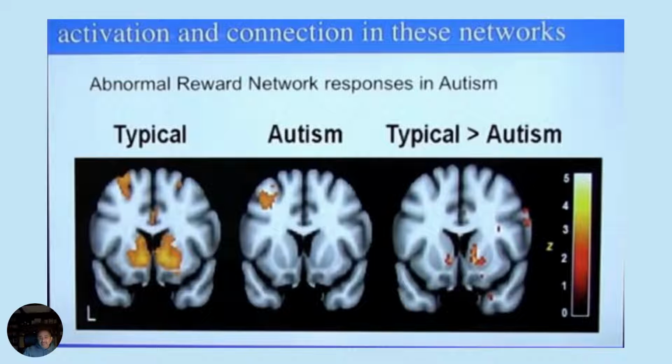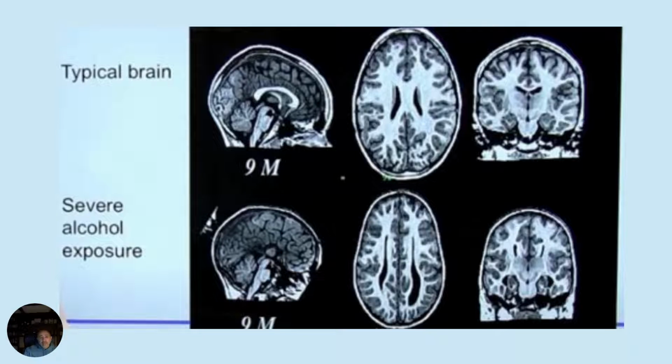Activation and connection in these networks, we're looking at abnormal reward network responses in autism. You're looking at the typical brain, and then you're looking at the autism area. So it kind of tells you the difference between the two, and there are further details about the autistic scans, and that's another session for another time.